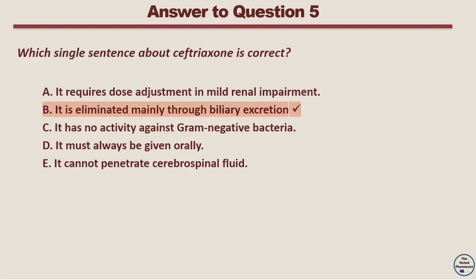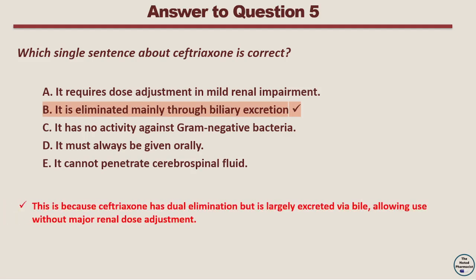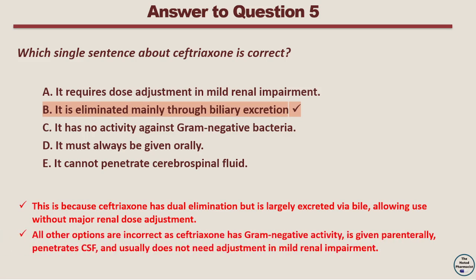The correct answer is Option B. Eliminated mainly through biliary excretion. This is because ceftriaxone has dual elimination but is largely excreted via bile, allowing use without major renal dose adjustment. All other options are incorrect as ceftriaxone has gram-negative activity, is given parenterally, penetrates CSF, and usually does not need adjustment in mild renal impairment.